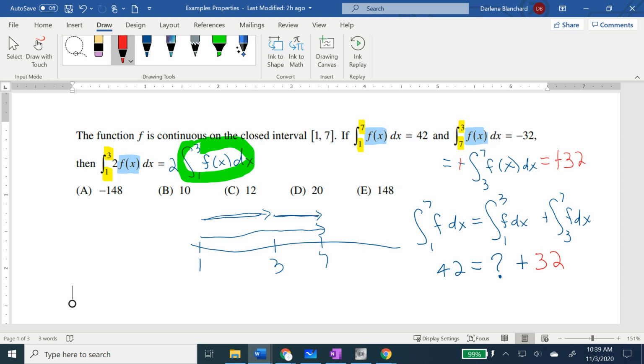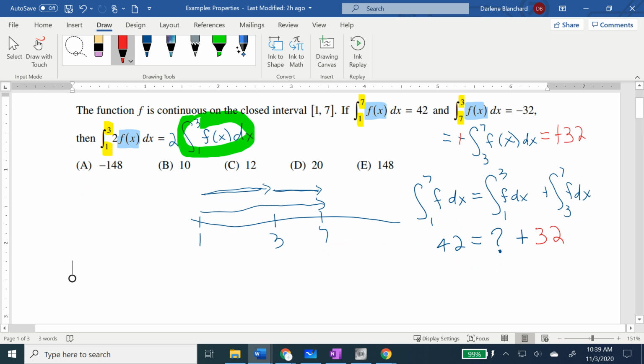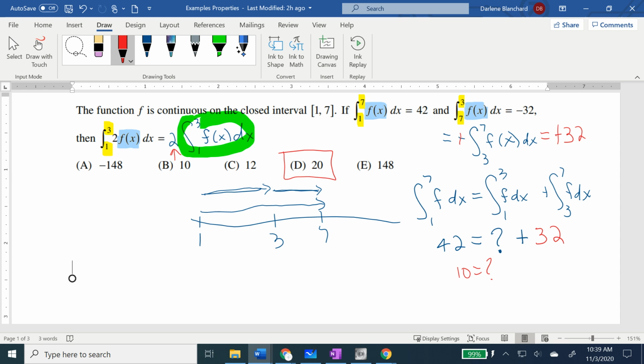But I had that written incorrectly, which is why I prefer to write them all out like this in an equation. So I subtract the 32, I get 10. And then I remember that I have to multiply that by 2 to find out that 20 is the answer to that integral.